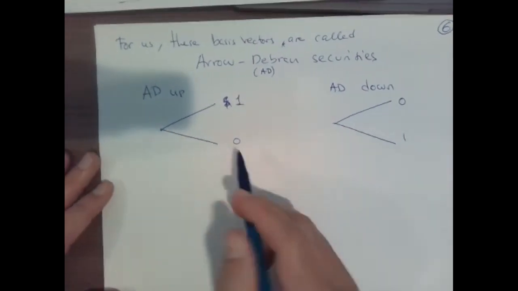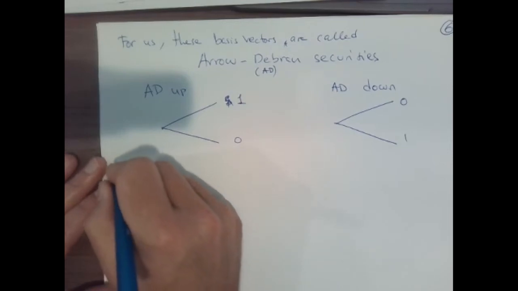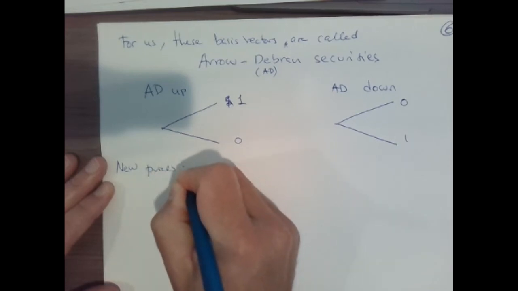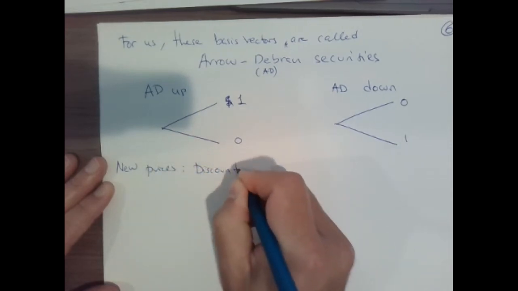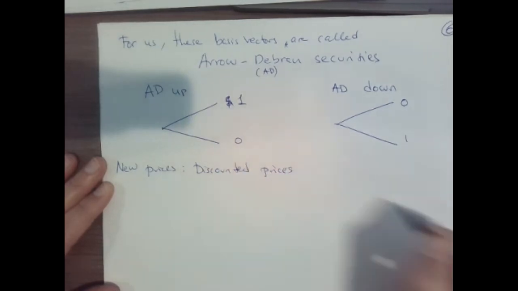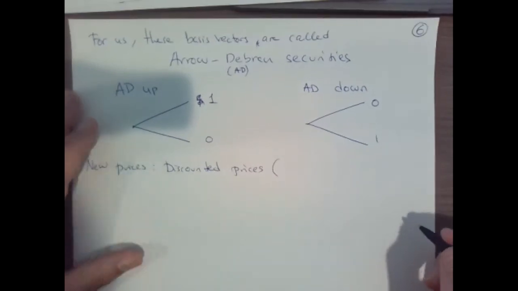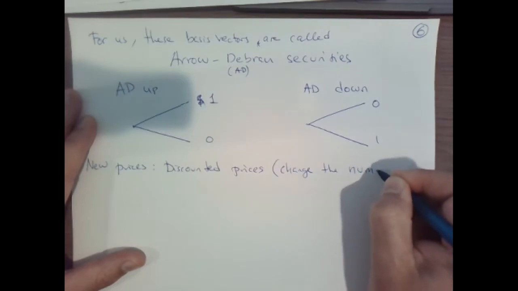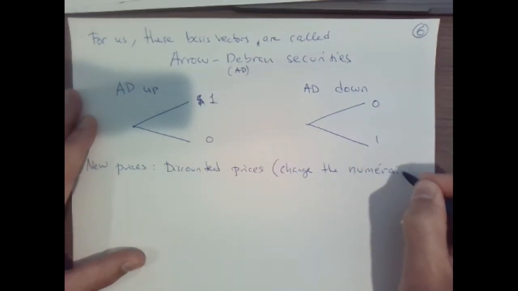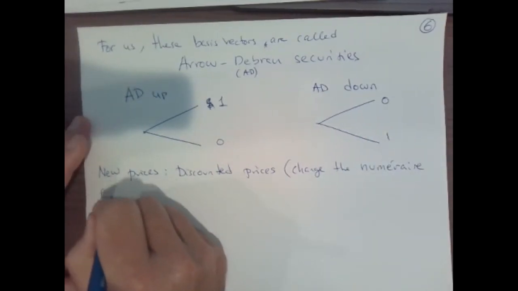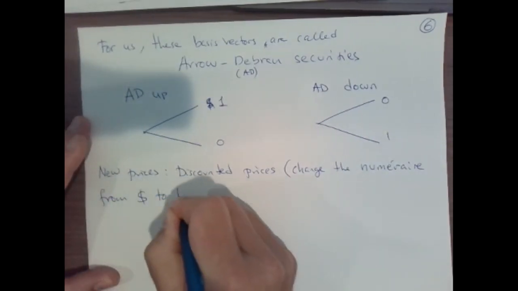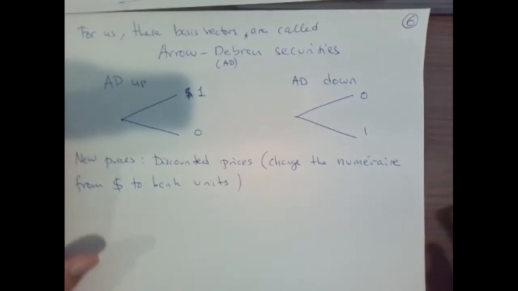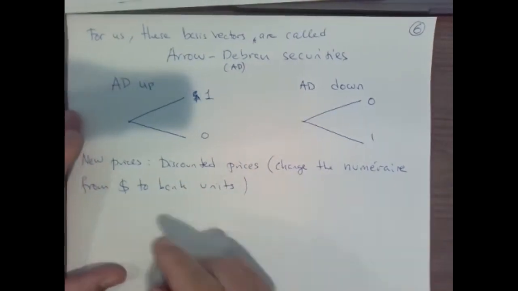We're also going to need new prices. These are called discounted prices, and a fancy word for that is that we're going to change the numerator from dollars to bank units. So this sounds fancy, but it's not really that complicated.